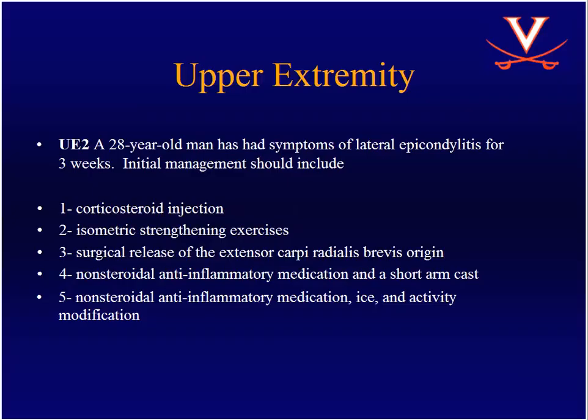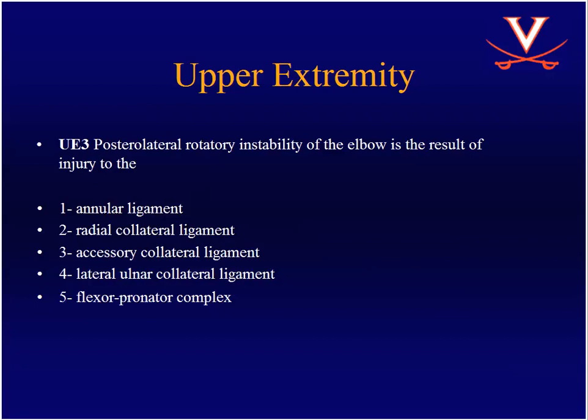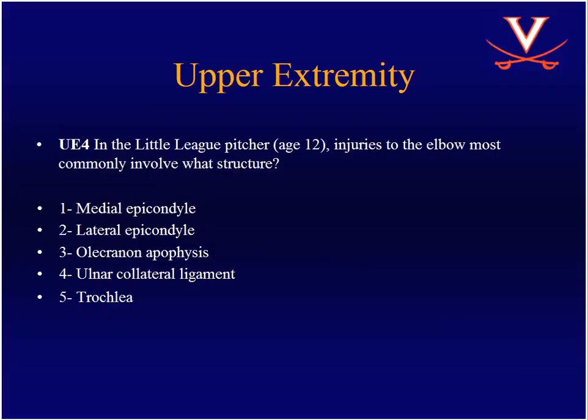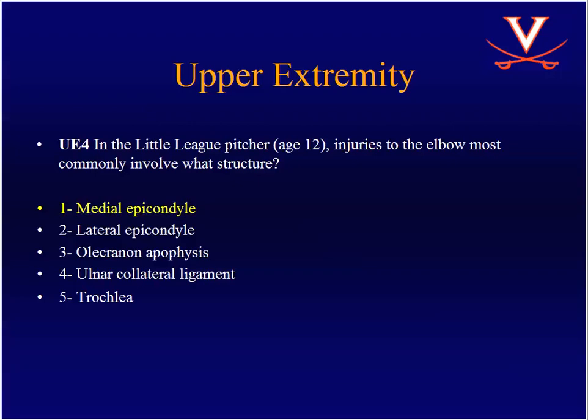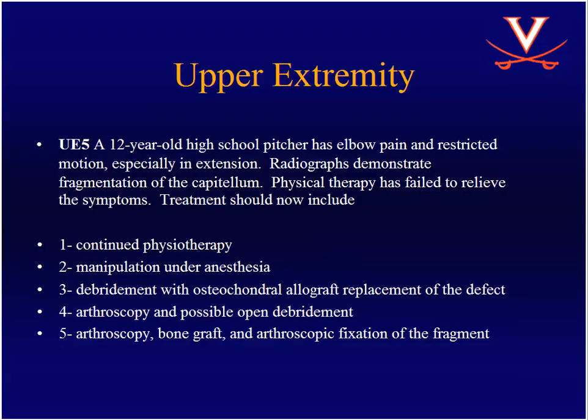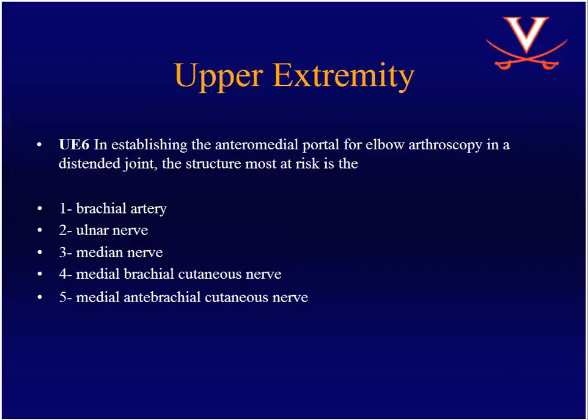Number 3, posterolateral rotatory instability is a result of injury to the lateral ulnar collateral ligament, the elbow pivot shift that O'Driscoll has taught us how not to do. 5, 12-year-old high school pitcher, restricted motion, fragmentation of the capitellum. Fragmentation, that means loose pieces. What do we do now? Well, you can scope it because there are loose pieces. If there aren't, then you treat it conservatively.